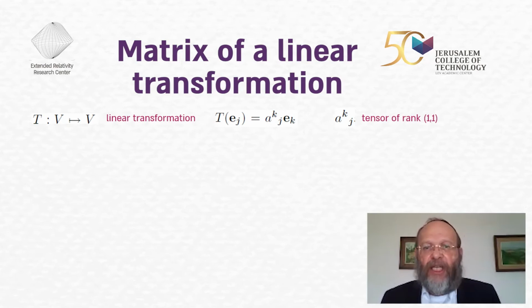Okay, now let's check what the indices are. If you apply T to e_k, you get a vector. When you write T e_k, it has to have an upper index. And the lower index comes because we started with e_j, and e_j had a lower index, so you have to have also a lower index here. You'll get an array with two indices, upper and lower, and we can think about it as a matrix. This is a tensor of rank... what is the rank? One upper and one lower is of rank (1,1).